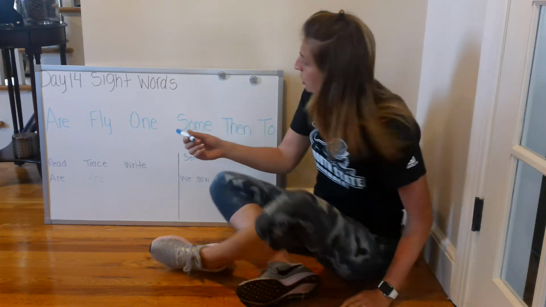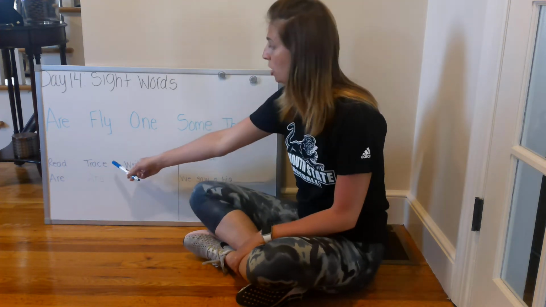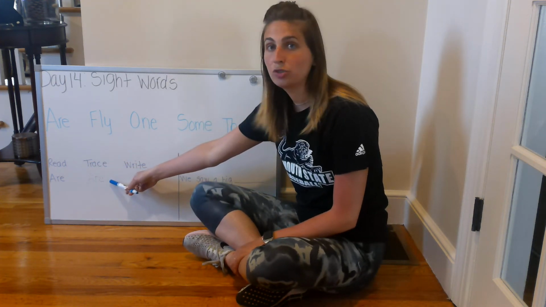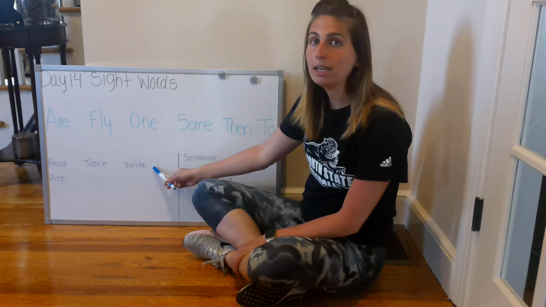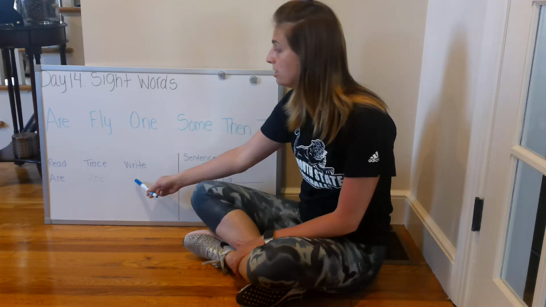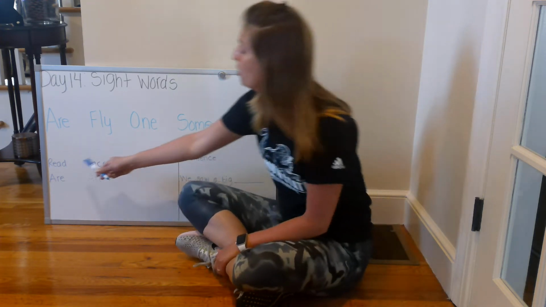I have 3 categories here. Read, which means you're going to read the sight word. Trace, which means you're going to trace the sight word and saying each letter as you trace it. And then write the sight word, which means you're going to write the sight word on your own by saying each letter. So let's start with the first category, read.